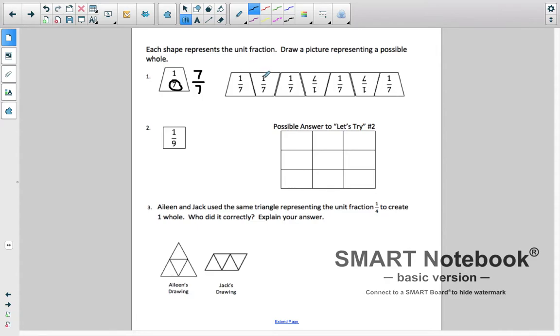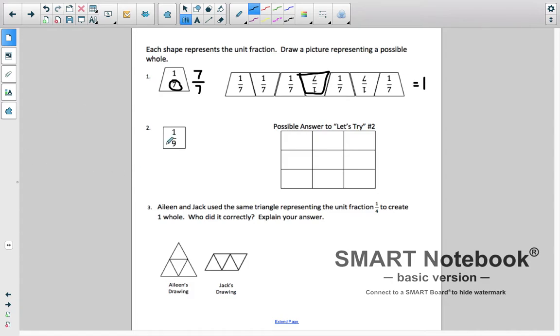So let's make sure that they have 7 pieces. 1, 2, 3, 4, 5, 6, 7. Okay, so they have 7 pieces. Now, it almost looks like these aren't the same shape, but they are because if you look at it upside down, and they actually wrote the numbers upside down, which is a little funny, that they are the same shape. They just put it upside down. So each trapezoid does equal 1/7, so it does equal 1 whole.